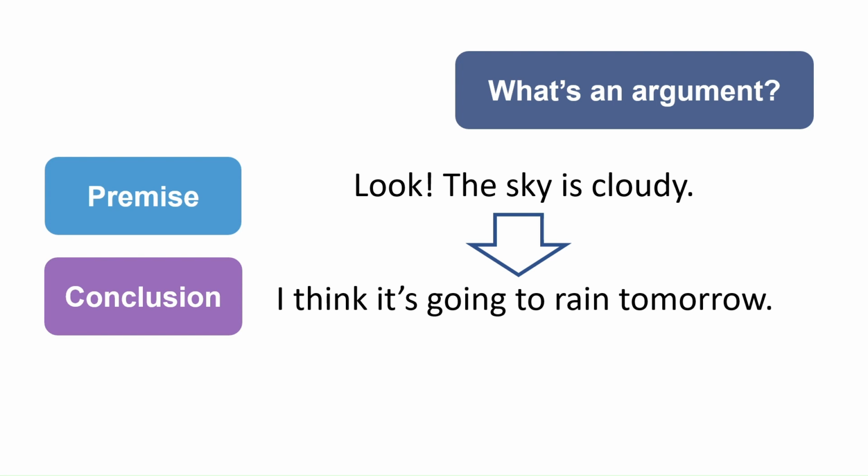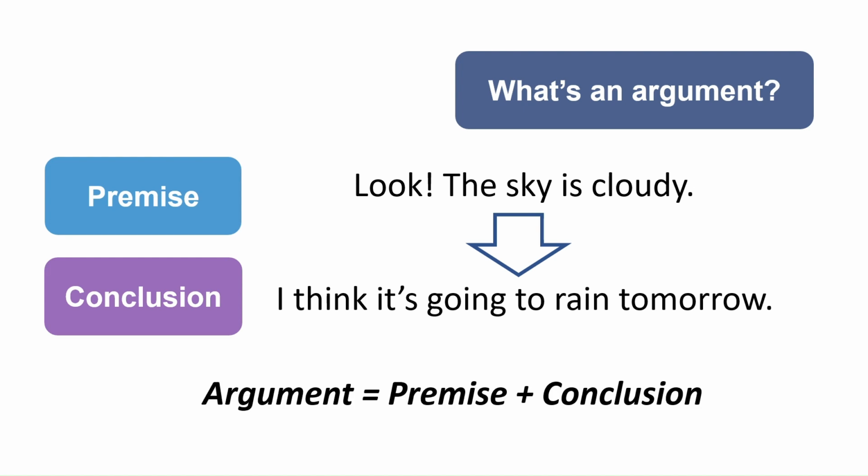Now, put aside for the moment that this is not a great argument. You could disagree with it. The logic here is not perfect by any means. But it is an argument. On the simplest level, an argument is one or more premises supporting a conclusion.